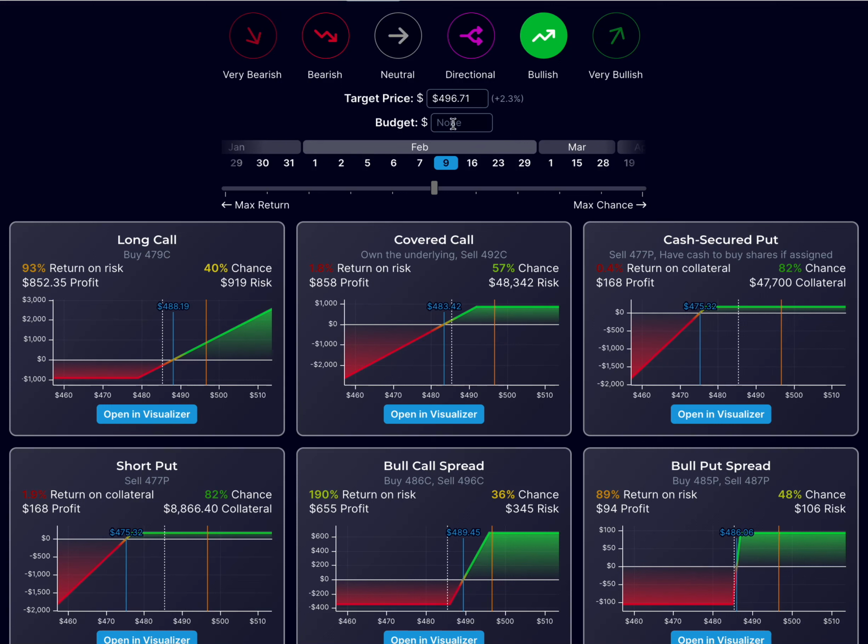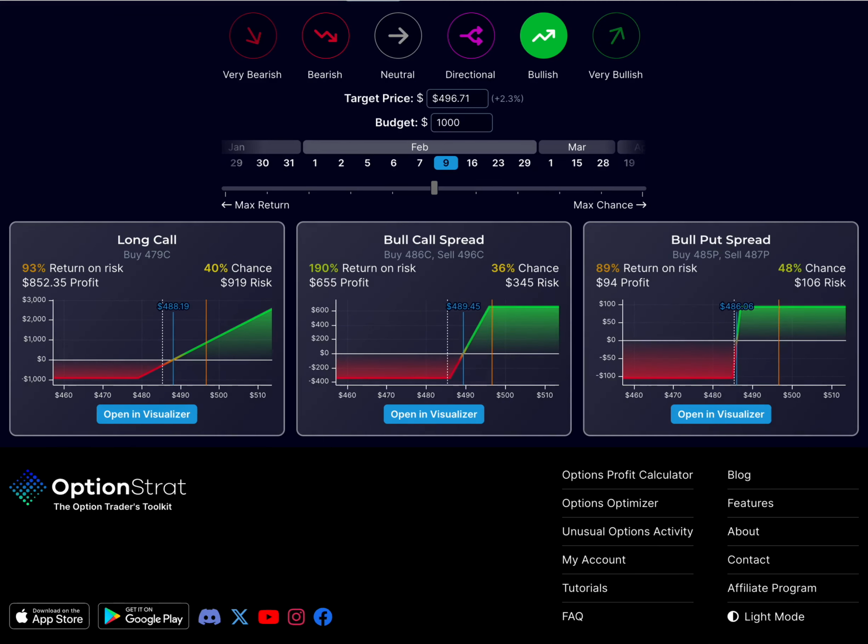So I can come in here in the budget area and I can say, I don't want to budget more than $1,000 for this trade. Well, if I do that, it is going to automatically knock out all of those other trades that I may have previously considered. So this is going out and searching through all of the possible trades, and it's bringing back to me the best options, the best trades that fit the specific criteria that I have outlined.